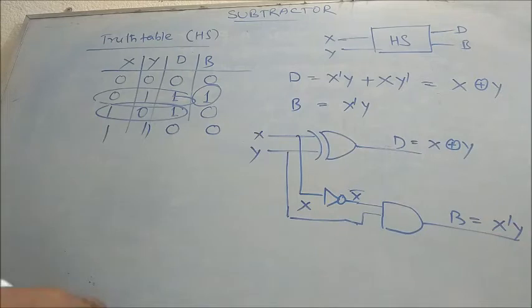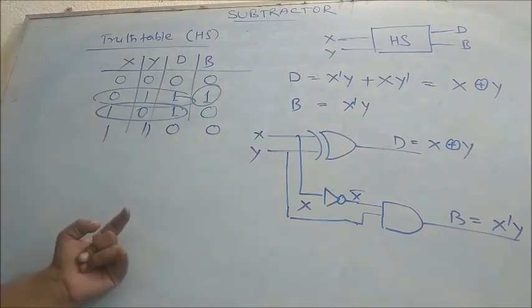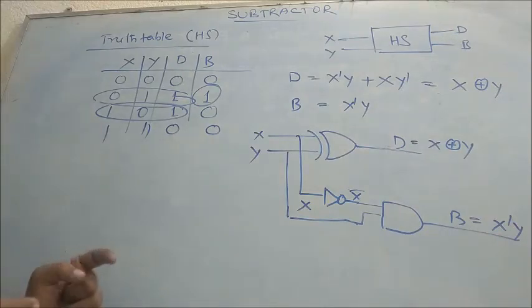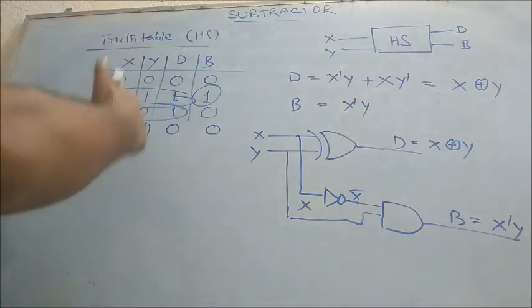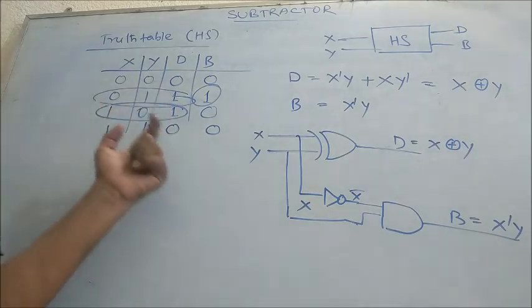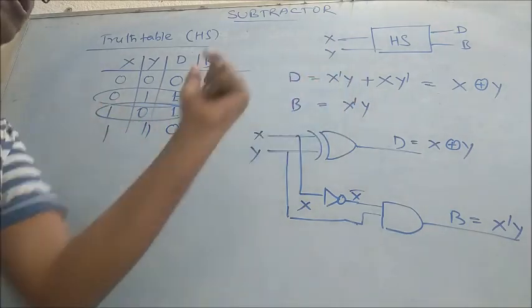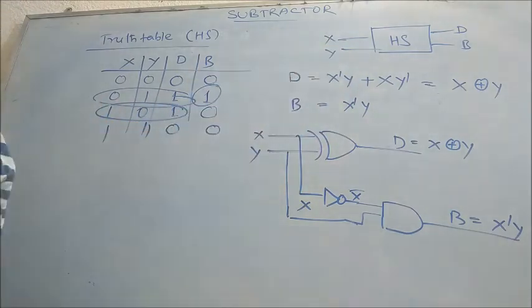So through this truth table, you have quite easily understood the concept of how the difference will be calculated, how the borrow will be calculated, and on the basis of this difference and borrow, what its equivalent Boolean expression will be, and on the basis of the Boolean expression only we are able to design the logic circuit, right?